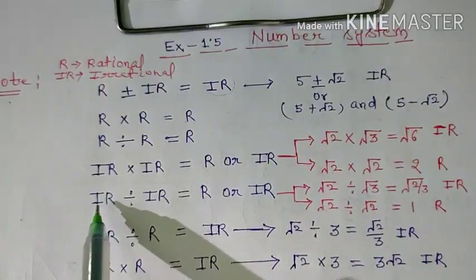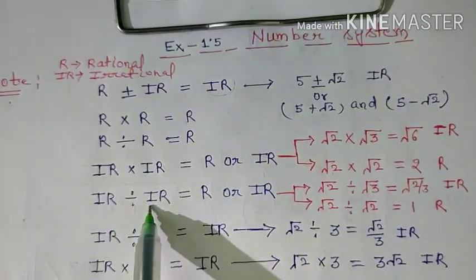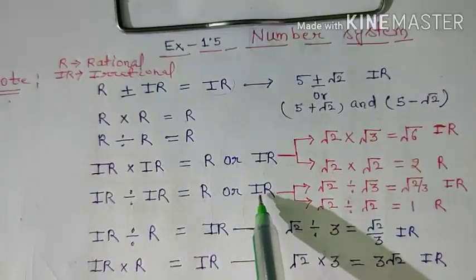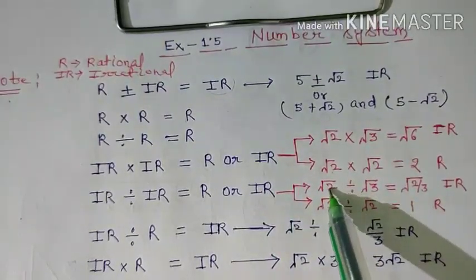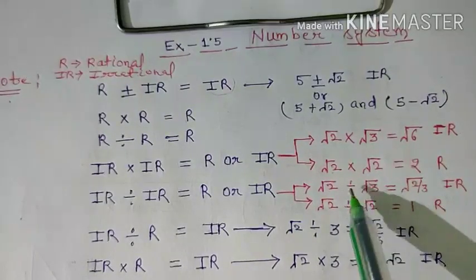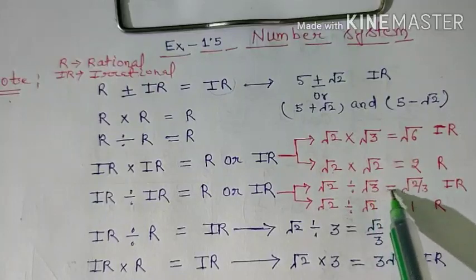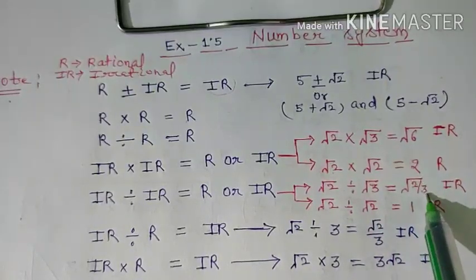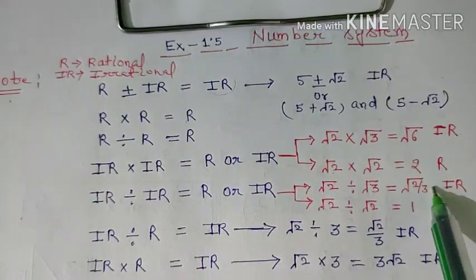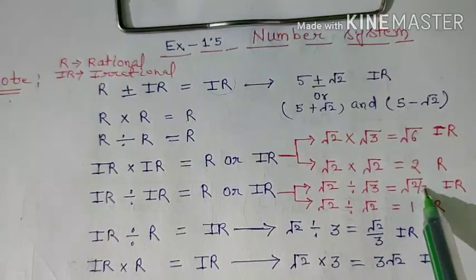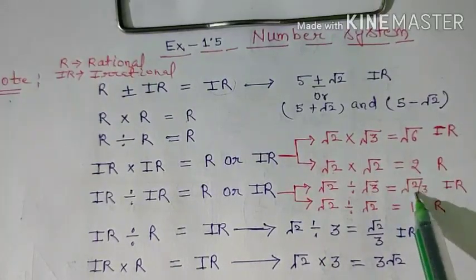Similarly, if I divide irrational with irrational, then again I can get a rational or irrational. Like an example, root 2 divided by root 3. I have taken a similar kind of example. Root 2 divided by root 3 will be equal to root 2 upon root 3, which is an irrational number. We cannot simplify it further. We can get the answer in decimal, but that will not be an accurate one. So this is an irrational number.